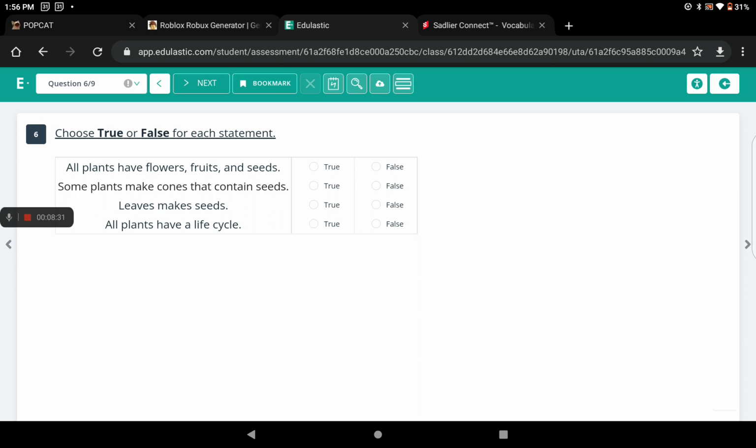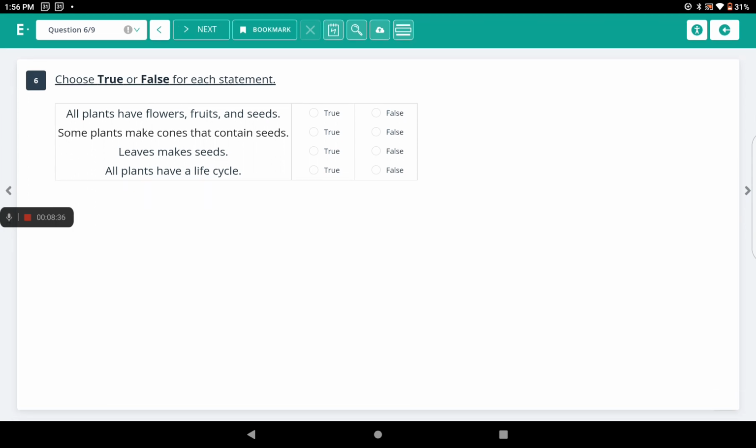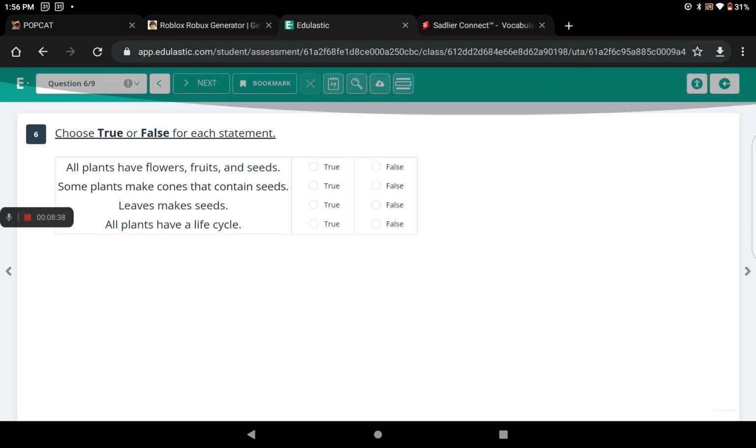This is called germination or pollination. Make your choice. And click on next.